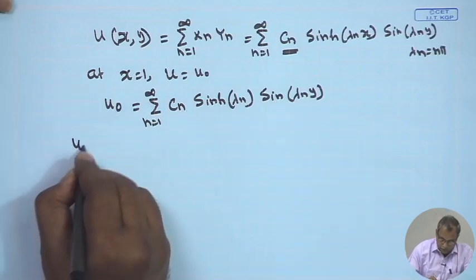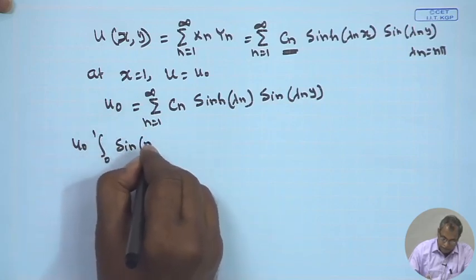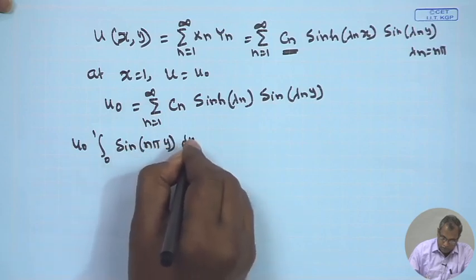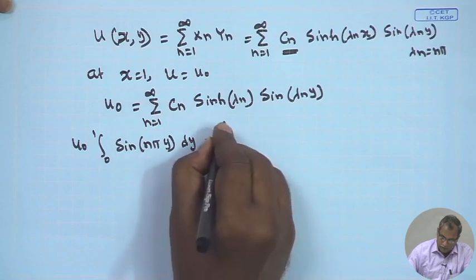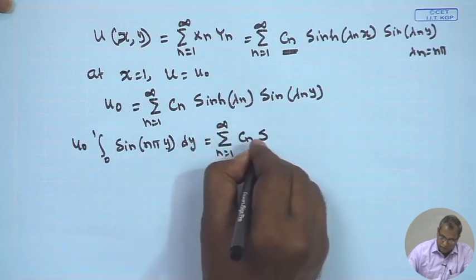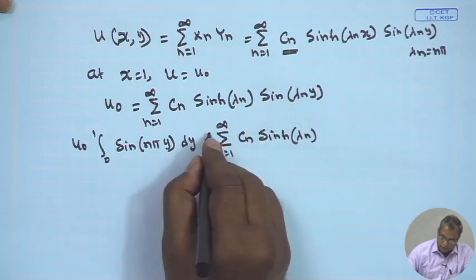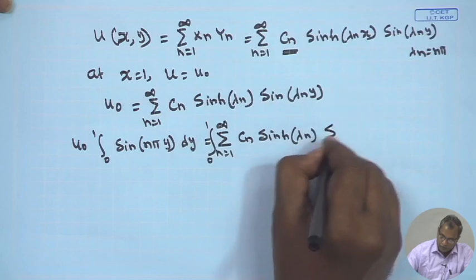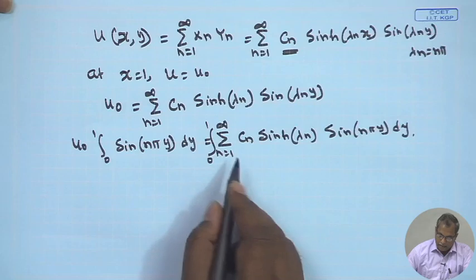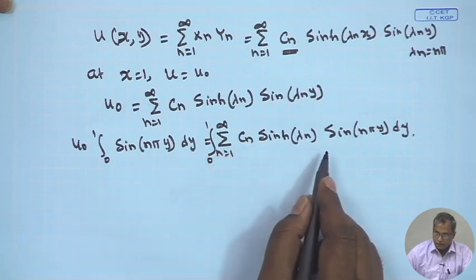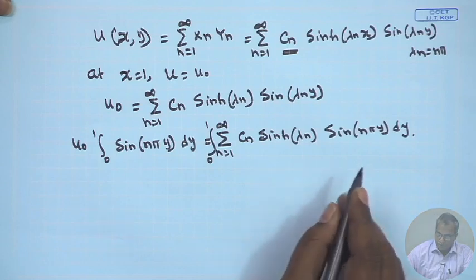So, if you do that, you will be getting u0 integral 0 to 1 sin n pi y dy is equal to summation n is equal to 1 to infinity Cn sinh lambda n integral 0 to 1 sin n pi y dy, and if you open up the summation series, all the terms except one term will vanish. Only one term will survive when lambda m is equal to lambda n.